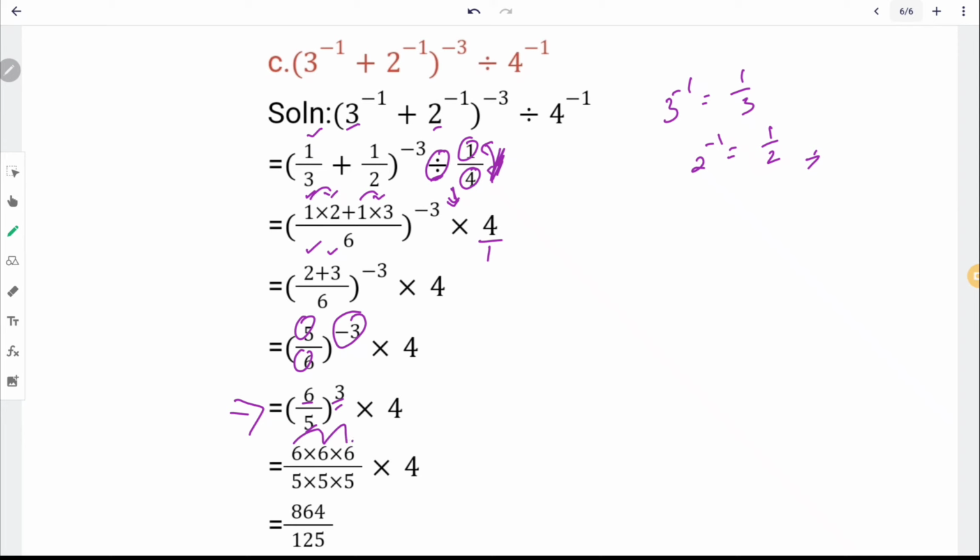6 6 6, again 4, right? So you multiply this into 4, and then we're going to get 864, and multiply all the denominators. We have 5 into 5 into 5, which is going to give us 125. So we have 864 by 125, which is our required answer.